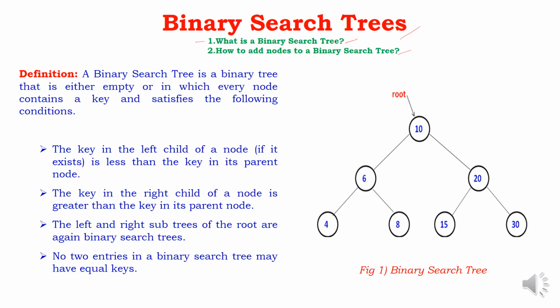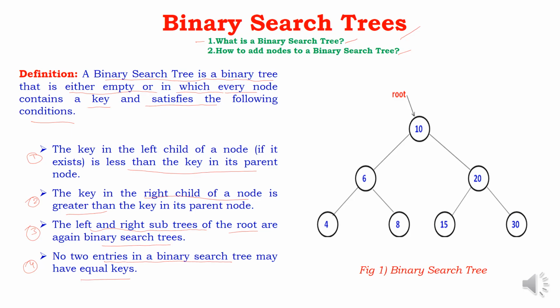Definition. A binary search tree is a binary tree that is either empty or in which every node contains a key and satisfies the following conditions. First condition, the key in the left child of a node is less than the key in its parent node. Second condition, the key in the right child of a node is greater than the key in its parent node. Third, the left and right subtrees of the root are again binary search trees. Fourth, no two entries in a binary search tree may have equal keys.